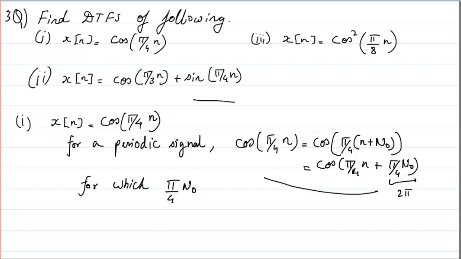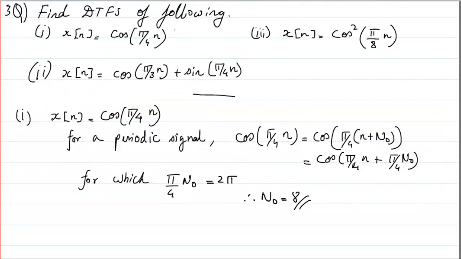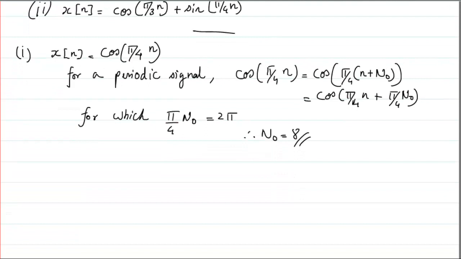Then only this particular condition will be satisfied. We know that every cosine signal has a periodicity of 2 pi. So based on that, this should be equal to 2 pi, from which I will get n naught equal to 8. So we have found out the periodicity of the signal. It's a periodic signal with a period 8. Now next we have to find out the DTFS. Here, when you are having cosine and sine signals, there is a slightly different method that we adopt. We can do it in the method that we have studied, but there is a slightly different method.